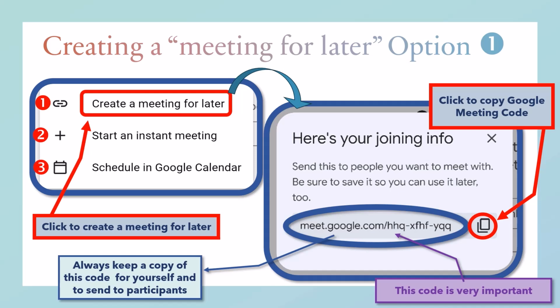So in this case, you would click Create a Meeting for Later. The screen will appear showing you the Google Meeting code, which you then would copy into your clipboard. And that's it. You're all done, finished. You now can exit from the screen and proceed to do whatever other work you want, so long as you remember that your clipboard now contains the meeting code and should be saved somewhere that you will be able to retrieve it.